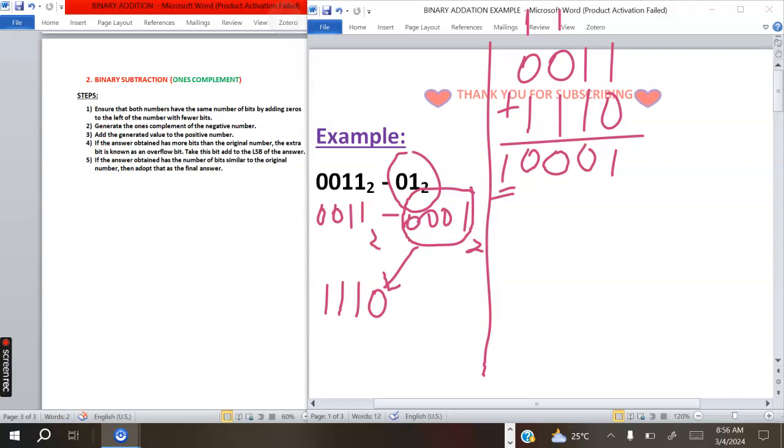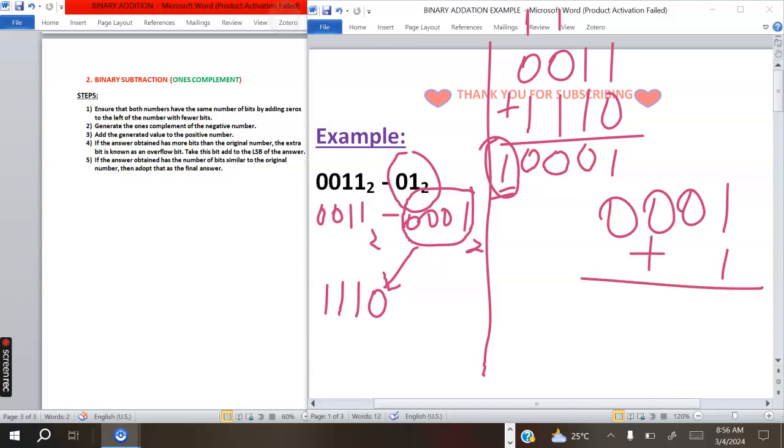Now, you take this one and you add it to the bits. So, the answer, which is this one, I will take this one and I will add to 0, 0, 0, 1, the answer that we had in our previous case on the top here. Then you add the overflow.